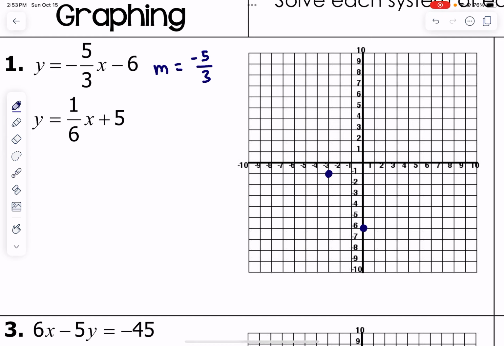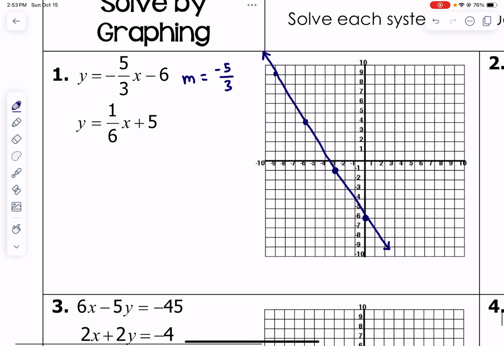Okay, and we do the same thing. 1, 2, 3, 4, 5. 1, 2, 3. We're about right here. Same thing. 1, 2, 3, 4, 5. 1, 2, 3. Okay. And then what we would do is just connect the lines as best as we can. Okay. So that's how the line should look for the first equation.